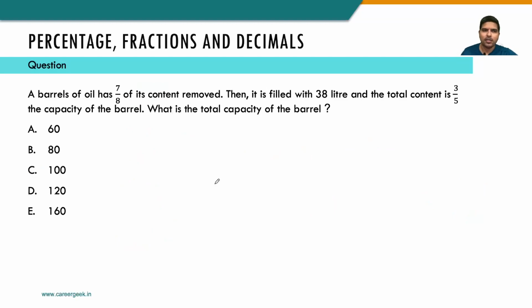Okay, so one last. A barrel of oil has 7/8 of its content removed. Then it is filled with 38 liters and the total content now is 3/5 the capacity of the barrel.